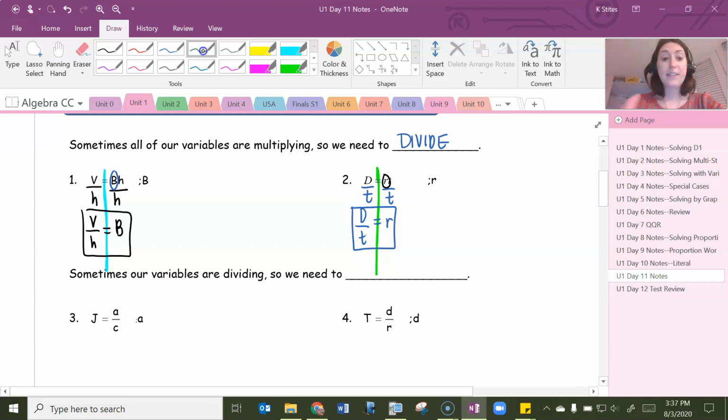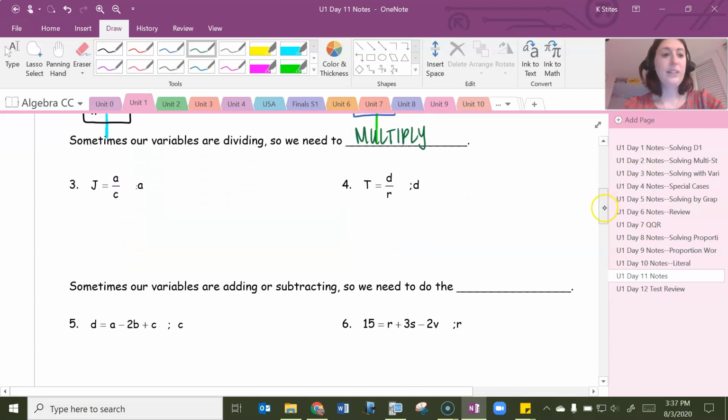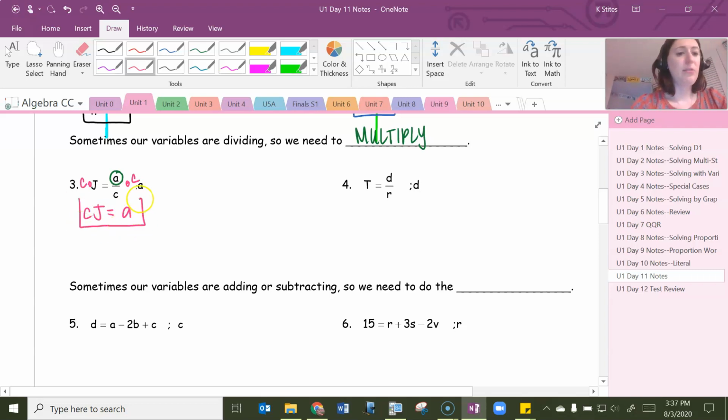All right, likewise, sometimes our variables are dividing. So guess what we're going to do? We're going to multiply. Okay, so like for number 3, we're solving for a, so I'll circle it. What's on the same side as a? The c, and since it's dividing, we will multiply, so times c. And since these are both letters, it doesn't matter what order you put them in. You can either say CJ or JC. It's up to you.